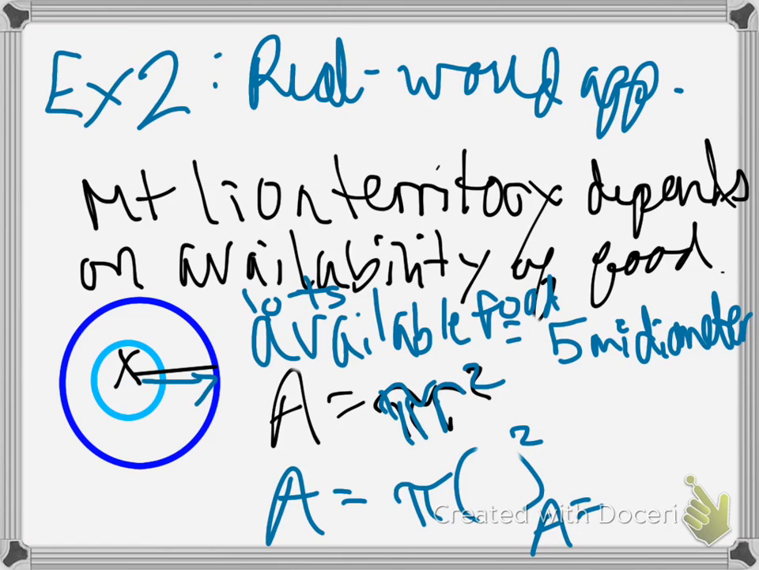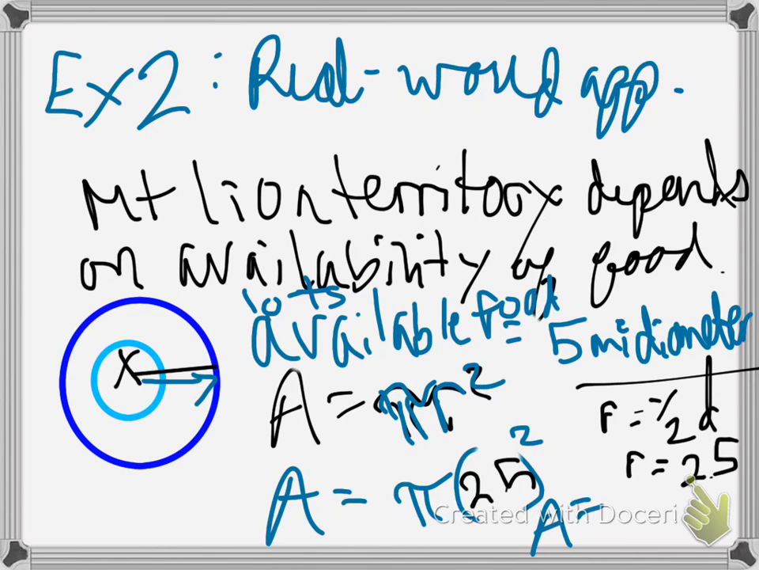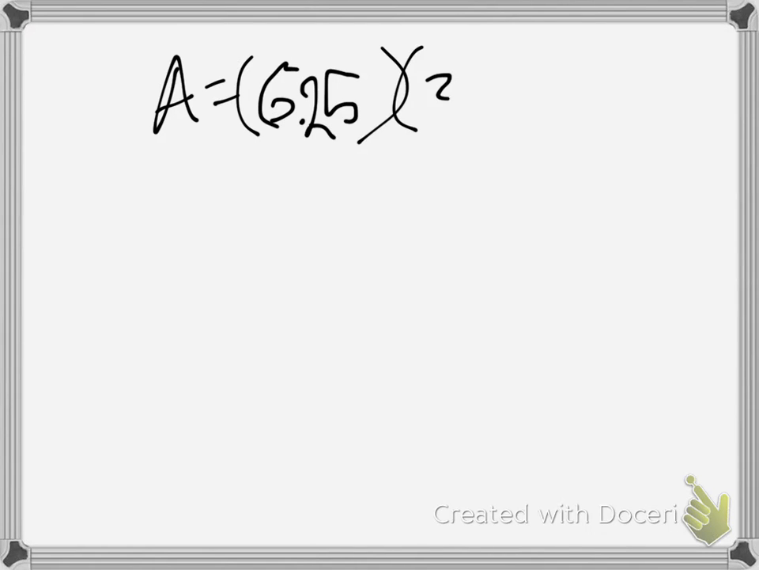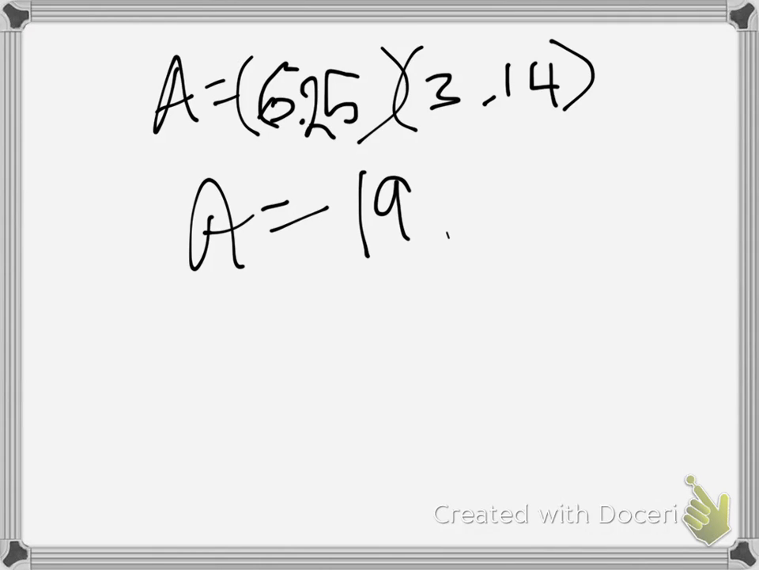Wait, hold on, I caught a mistake. We are given the diameter, right? Well, the radius equals 1/2 the diameter. So the radius would equal 1/2 times 5, so equals 2.5. So we're going to plug in 2.5 here. 2.5 squared is actually 6.25. So the area equals 6.25 times pi. We're going to type that into our calculators and find out the answer. We're going to get an approximate amount, so there would be approximately 19.625 miles squared.